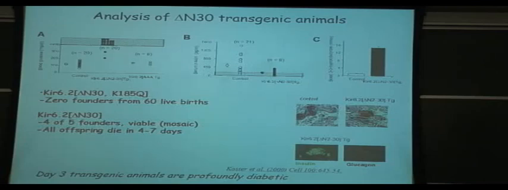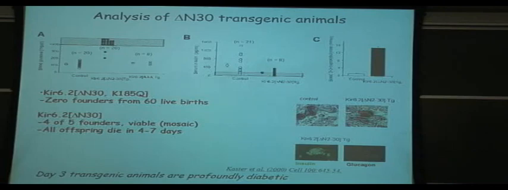So, to cut a long story short, when we use the double mutation, the delta N30 K185Q mutation, which shifts ATP sensitivity about 100-fold, we got no founder mice from 60 live births from over 200 embryo injections. So we gave up. When we looked at the single delta N30 mutation that shifts ATP sensitivity tenfold, we got 5 founders, and 4 of them were viable, probably mosaic, for reasons that I can come back to, but every one of them gave offspring that died within 4 to 7 days. So we had 2 males, 2 females, we got lots and lots of pups, but every one of them died within a week.